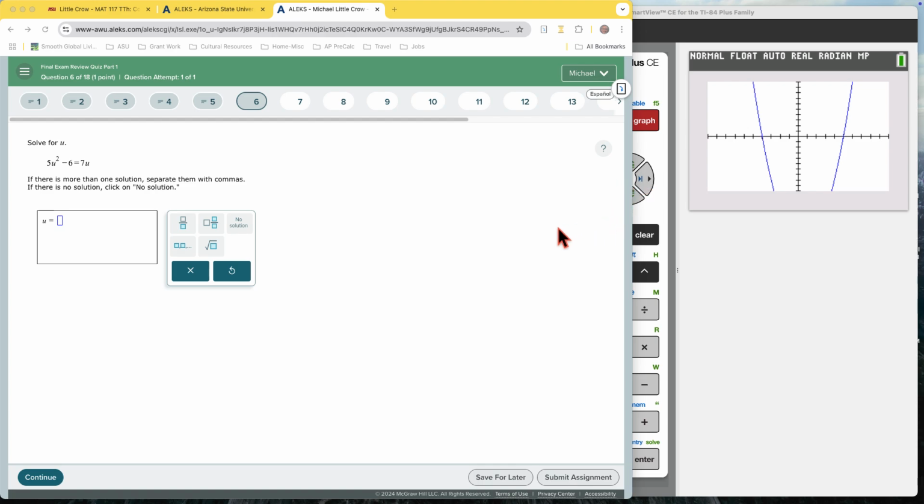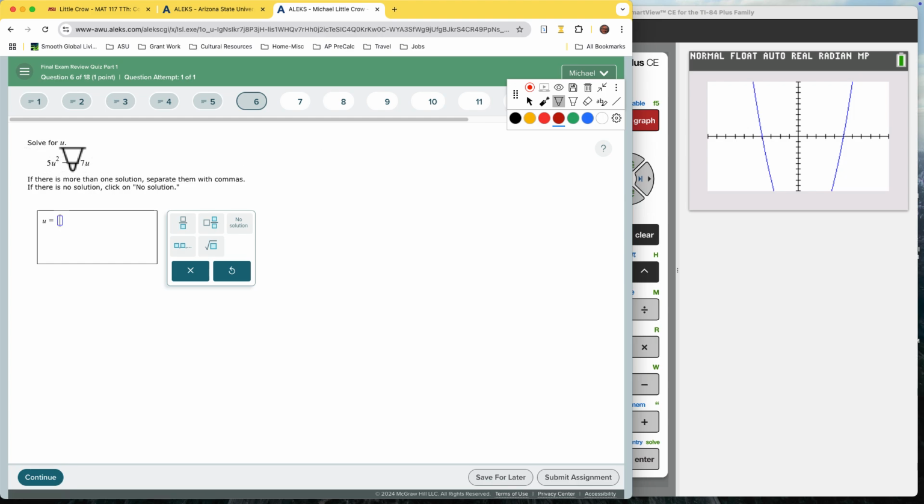Our final exam review quiz, part 1. We're asked to solve for u, and we're given an equation. We'll go at this two different ways. We could use the quadratic formula, factoring, and such. We can also do graphing.